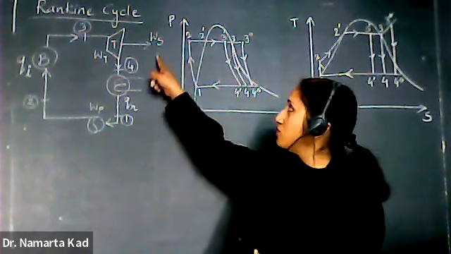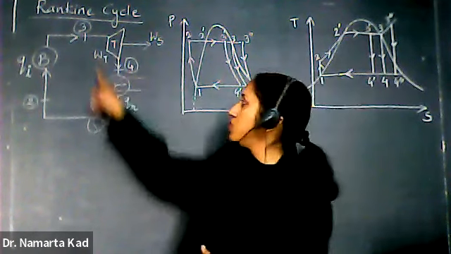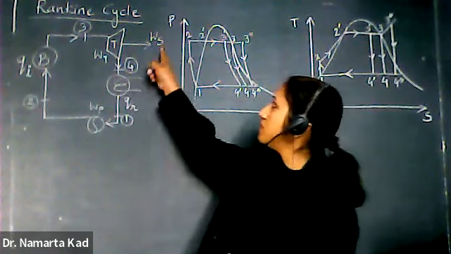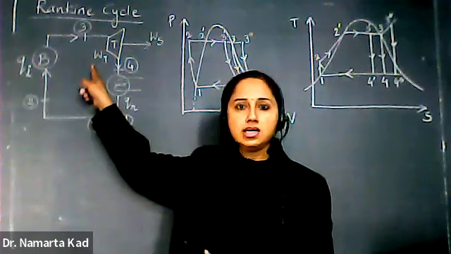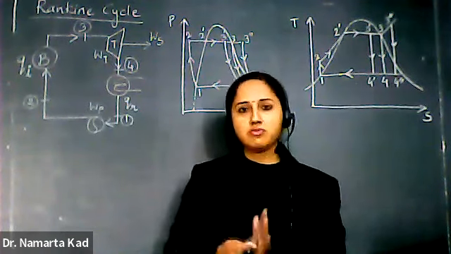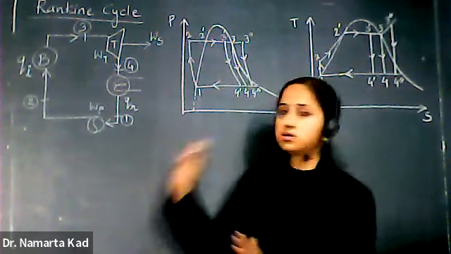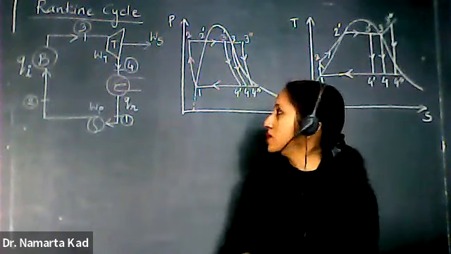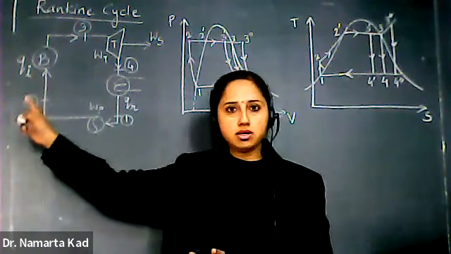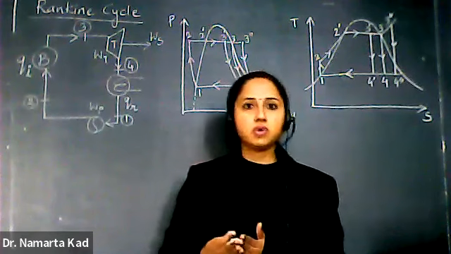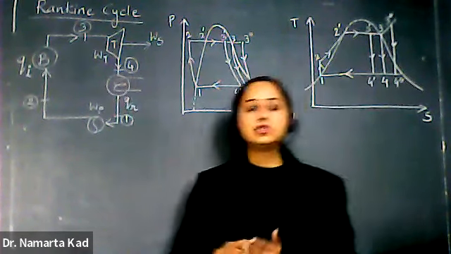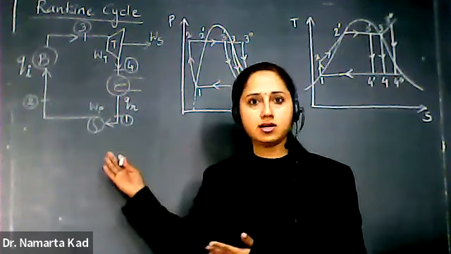What is the formula for WS? It is WT minus WP. The ratio of WS by WT is called the work ratio. Some formulas we are going to write after the complete discussion of the working. Here QI is the heat input to the boiler, or heat absorbed in the boiler, and QR is the heat released in the condenser.